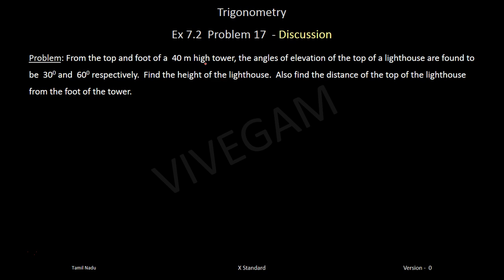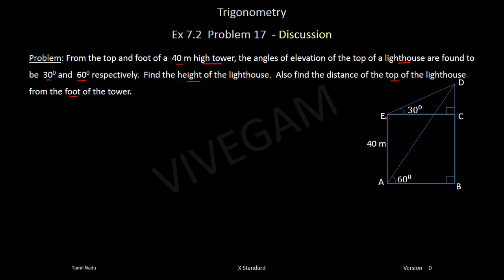So basically there is a high tower and there is a lighthouse, right? You are looking at the top of the lighthouse from the top and the bottom of the tower, and the angle of elevation is 30 degrees and 60 degrees. The height of the tower is 40 meters. We are asked to find the height of the lighthouse and the distance of the top of the lighthouse from the foot of the tower. It's quite a different problem. Let's draw a simple diagram.